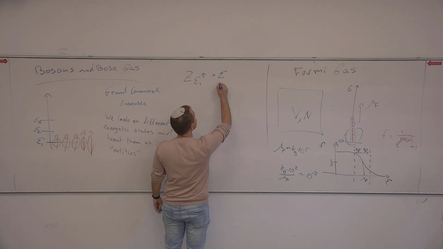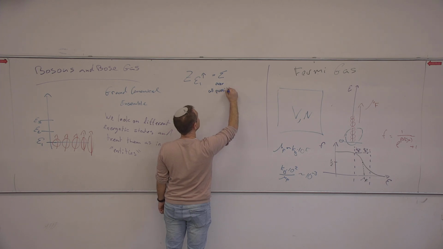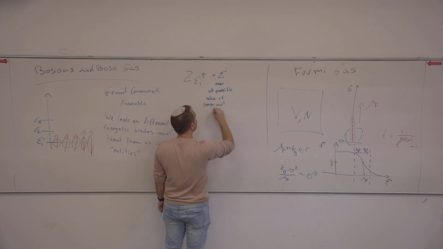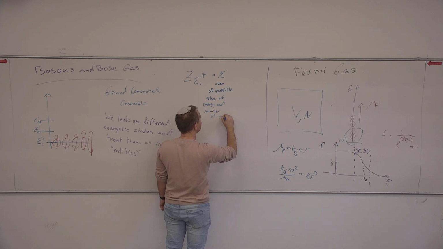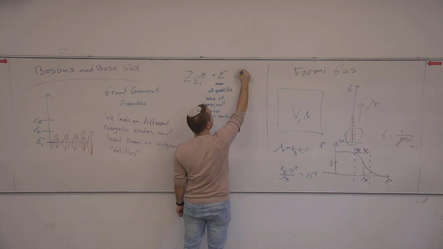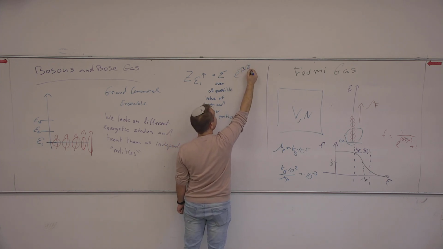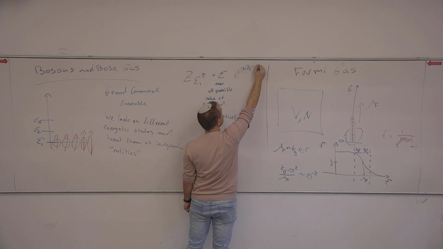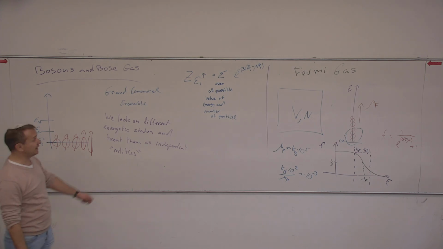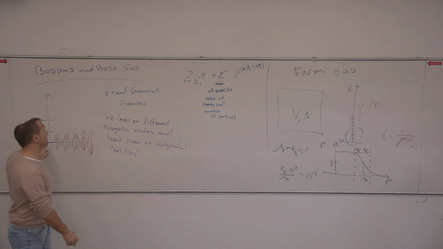So, a summation over all possible values of energy and number of particles. Okay, so here we have e to the power minus beta (epsilon i minus mu) n i. Right? This is how we define the partition function of a specific energetic state.